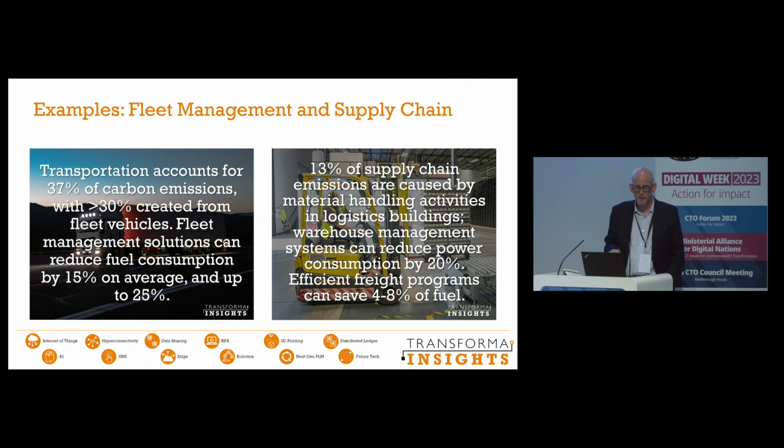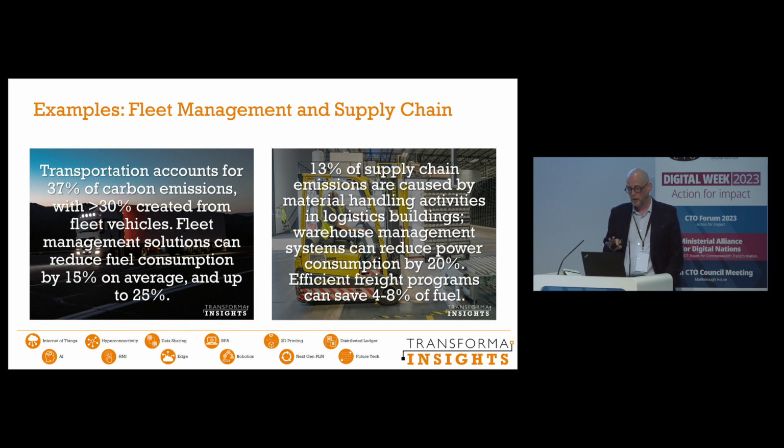So if you can reduce that consumption by a bit more efficient transportation approaches, then you can reduce fuel consumption by 10 to 20%, 15% on average, and possibly as far up as 25%. In fact, there was a Brazilian company called ITA Transportes who saw a carbon reduction of 18% and a cost reduction of 40% as a result of doing these systems. So some significant savings there.